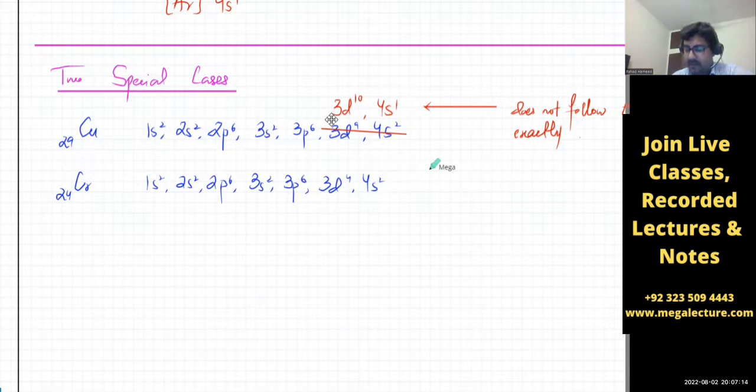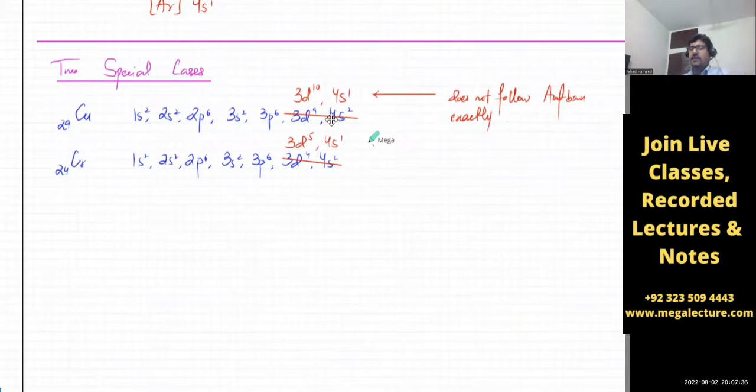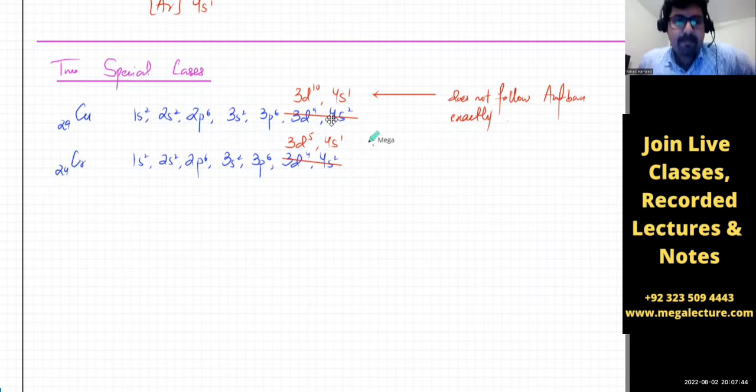For this as well, remember it's not exactly following the Aufbau principle. It's actually 3d5 instead of 3d4, and 4s is actually 1. The explanations for that are none of them actually sufficient. It's just that this is what the electronic configuration is. You just have to remember this. Is that clear? Yes, sir.